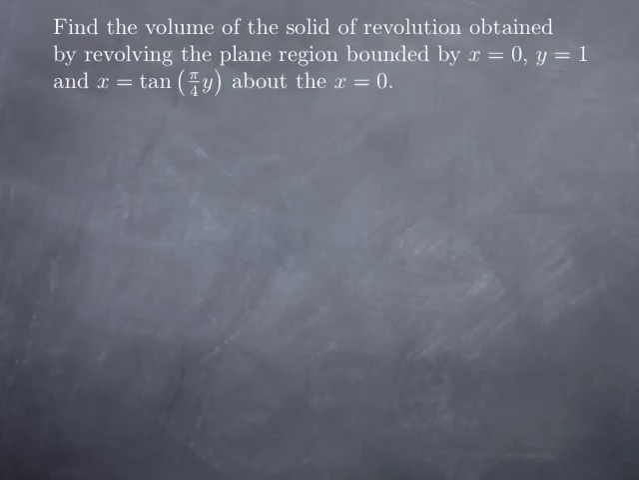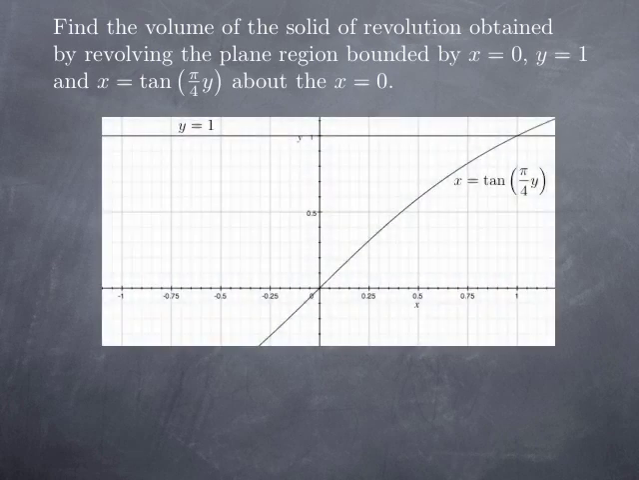Now to conclude, let's look at yet another example where the rotation this time is going to be about x equals 0, in other words the y-axis, so a vertical line. And we want to find the volume of the solid of revolution obtained by revolving about that line the plane region bounded by the y-axis x equals 0, the horizontal line y equals 1, and the curve of equation x equals tangent of pi over 4 times y. So as usual, first we need to sketch the graph, and this looks like that. And so the plane region that we're talking about is this red region here.